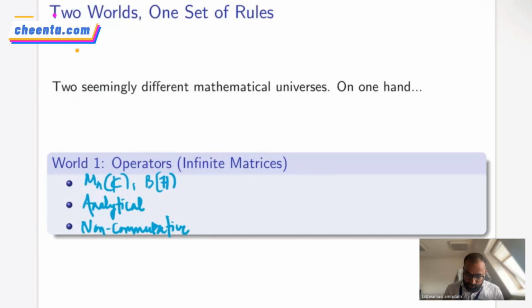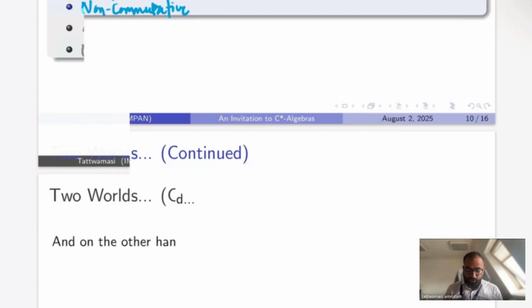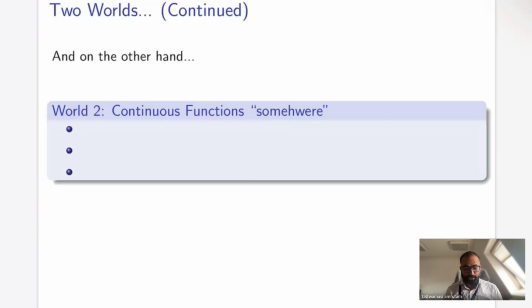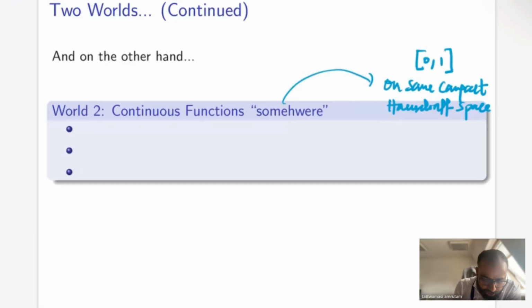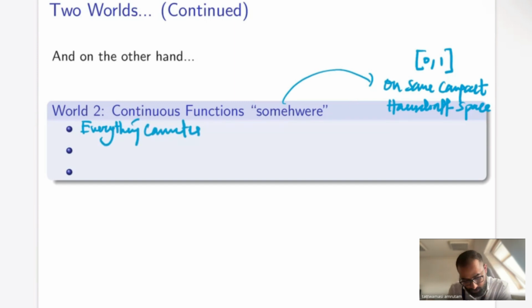And in the second world, there is this notion of continuous functions on the circle, continuous functions on some compact Hausdorff space. If you know a bit of topology, then this should make sense for you. Or think of, for example, the closed interval [0, 1]. In this world, everything commutes, and this is topological in nature. An example is the continuous functions on the circle. If you take two functions and multiply them pointwise, they commute.